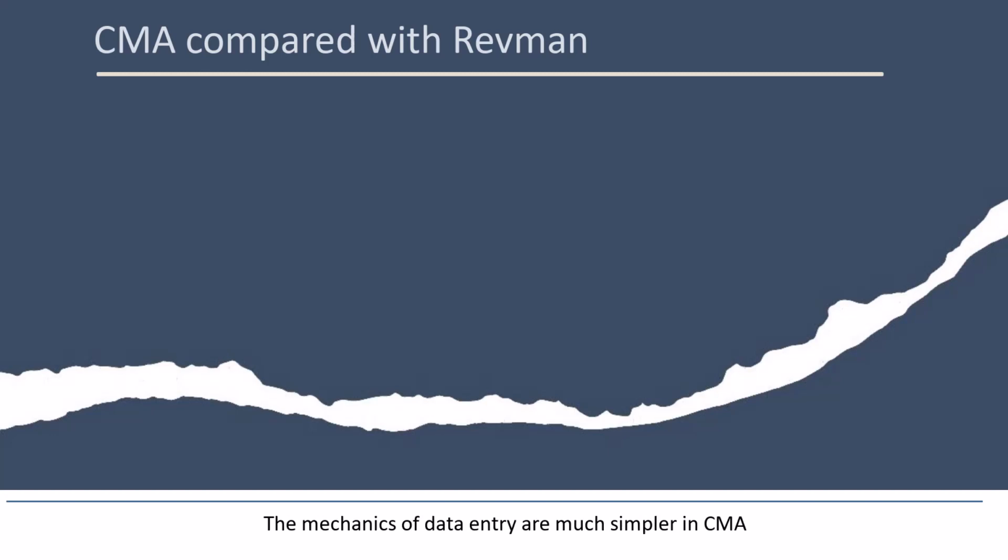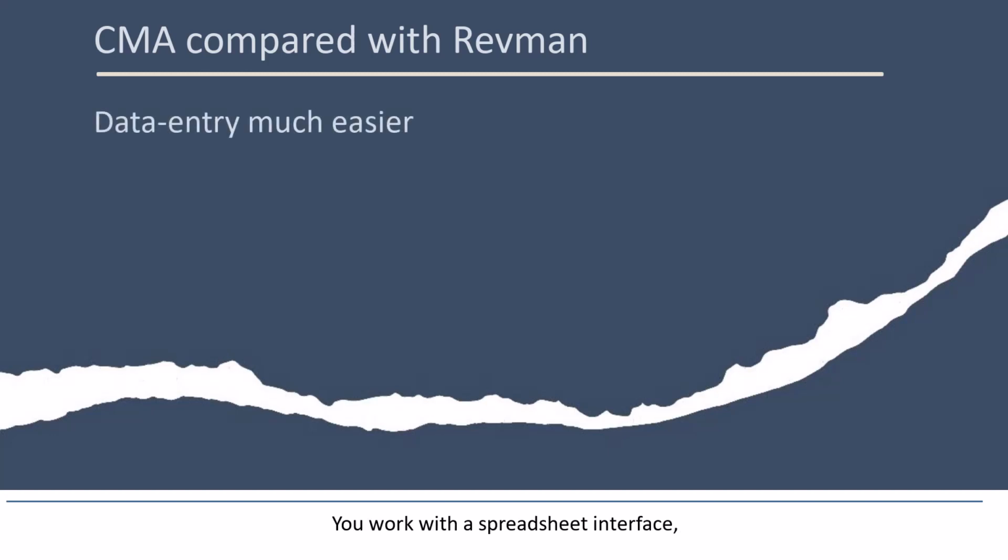The mechanics of data entry are much simpler in CMA. You work with a spreadsheet interface and can copy and paste data as easily as you could in Excel. By contrast, the data entry process in RevMan requires the user to set up tables and comparisons before even starting data entry. CMA will compute the effect size automatically.